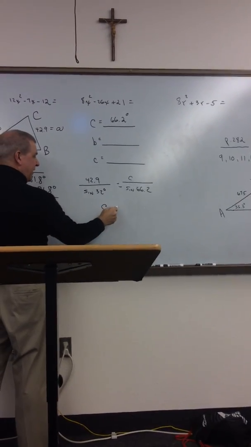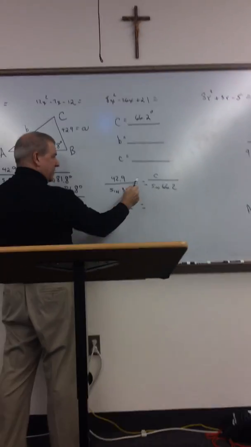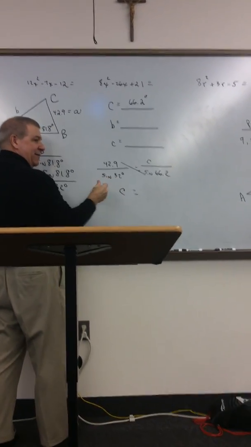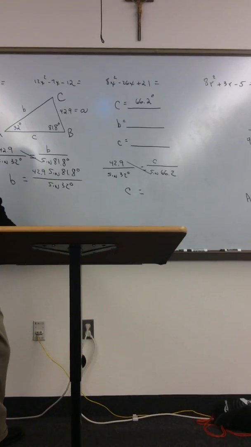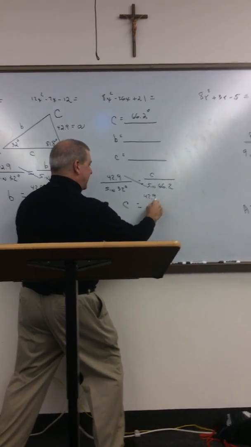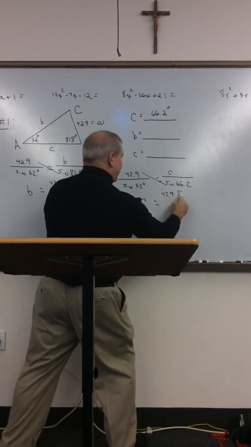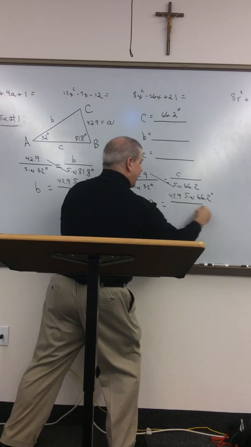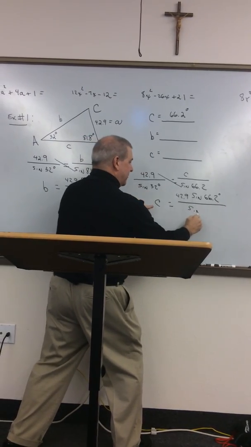So, what's C going to be? Watch this. This times this divided by that. Does anyone need to ask me a question about what I'm saying here? 42.9 times the sine of 66.2 divided by the sine of 32.